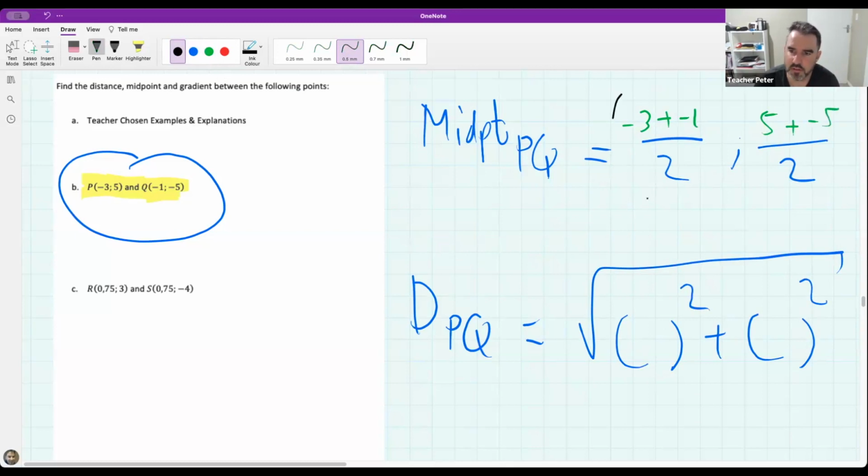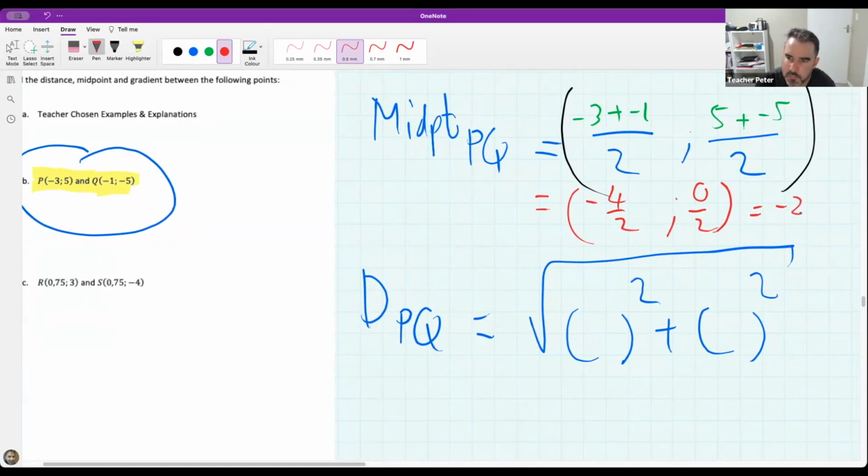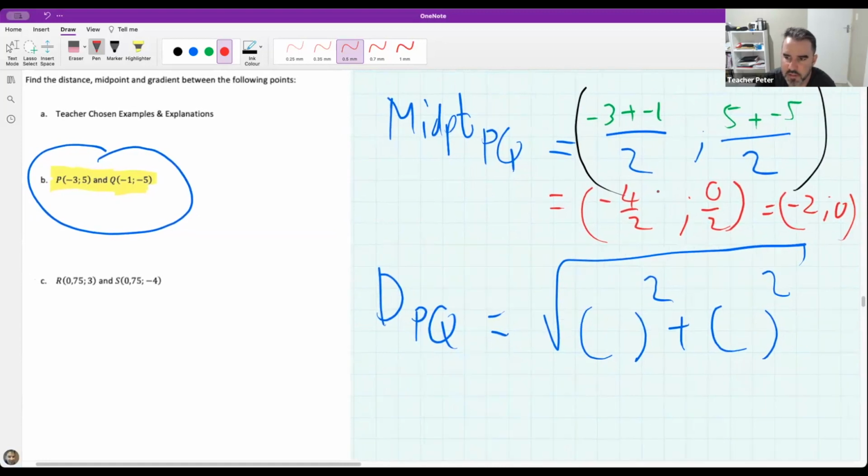So what is my midpoint of PQ going to be? Let's do that one first. What is my midpoint of PQ going to be? So for me, this is -4, 2, and then this is 0 over 2. So what does that give us if we simplify it? It's going to be -2, 0.